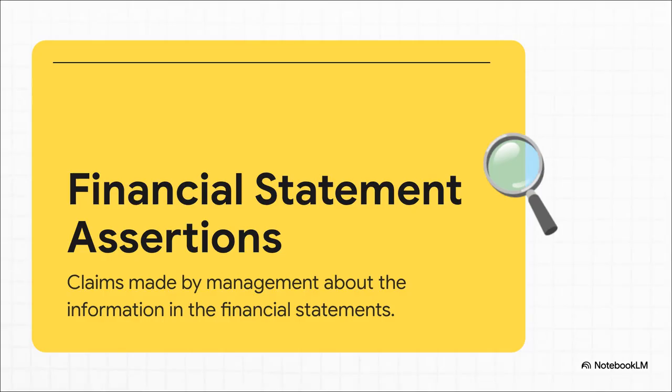So what in the world is an assertion? It sounds way more complicated than it is. Basically, when a company says on its balance sheet, we have $10 million in cash, they're actually making a bunch of claims all at once. They're claiming that cash really exists, that they own it, that the amount is spot on, and that they've included all the cash they're supposed to. The auditor's job is to check every single one of those claims.